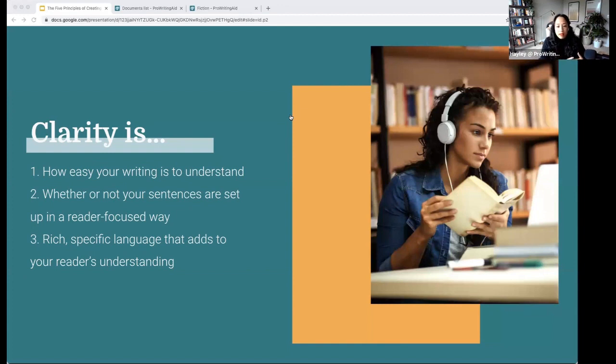So when I'm talking about clarity, I'm talking about 3 things. The first thing I'm talking about is how easy your writing is to understand. At its basis, clarity is that. Can your readers open your book and understand what you're trying to say? Now, how easy your writing is to understand ties into our second point, which is whether or not your sentences are set up in a reader-focused way. And I really want all of us to hone in on that second half of that sentence, reader-focused.